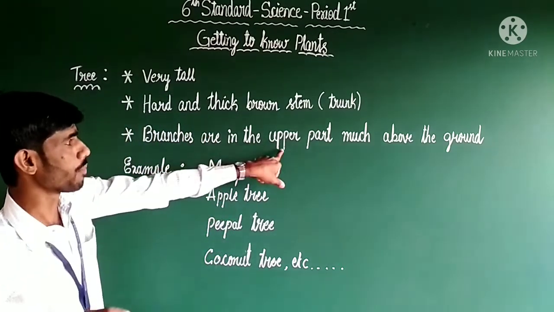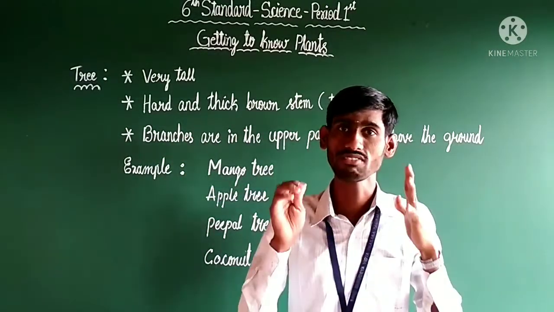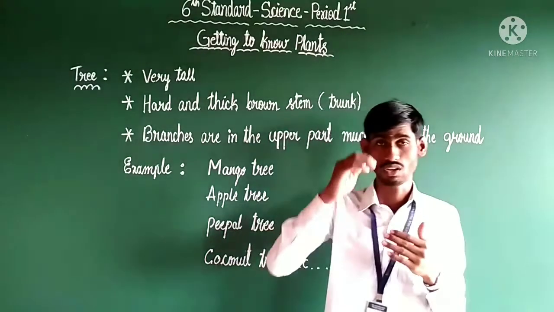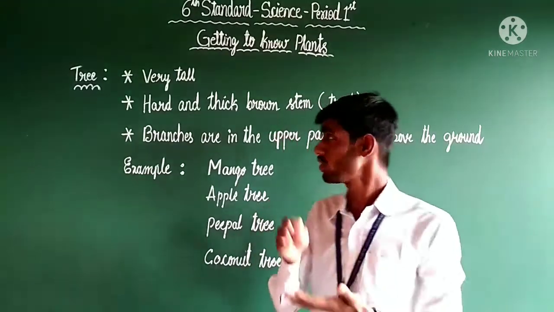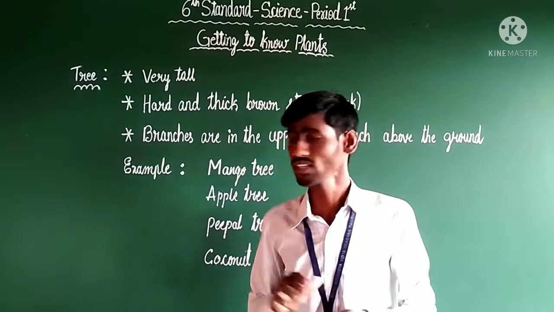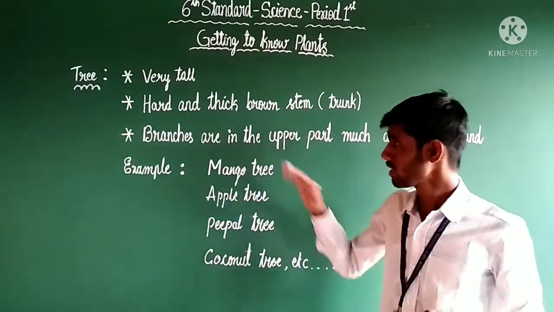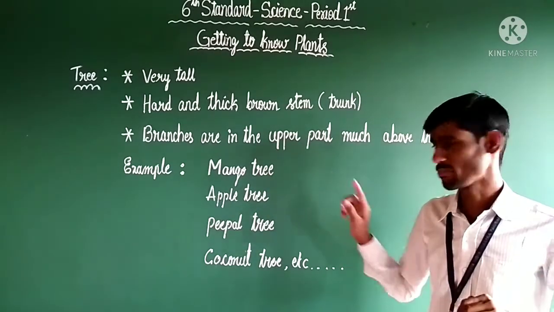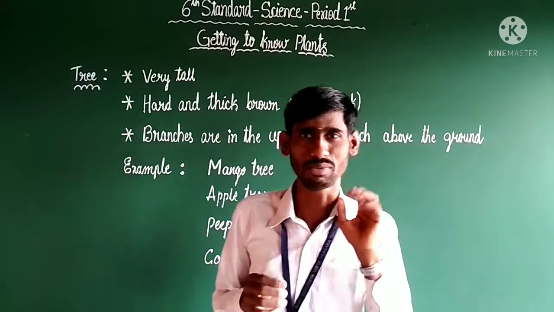Branches are in the upper part, much above the ground. Of course, dear children, all branches of the trees are much above the ground. It is too far from the ground. This is another characteristic of trees. If we compare to shrubs, the shrubs are near to the ground, isn't it? This is the major characteristic. Just compare shrubs, herbs, and also trees. Okay, this is the major important characteristic. Examples of trees: mango tree, apple tree, peepal tree, and etc. See, coconut tree, and there are many trees. These are all examples of trees.